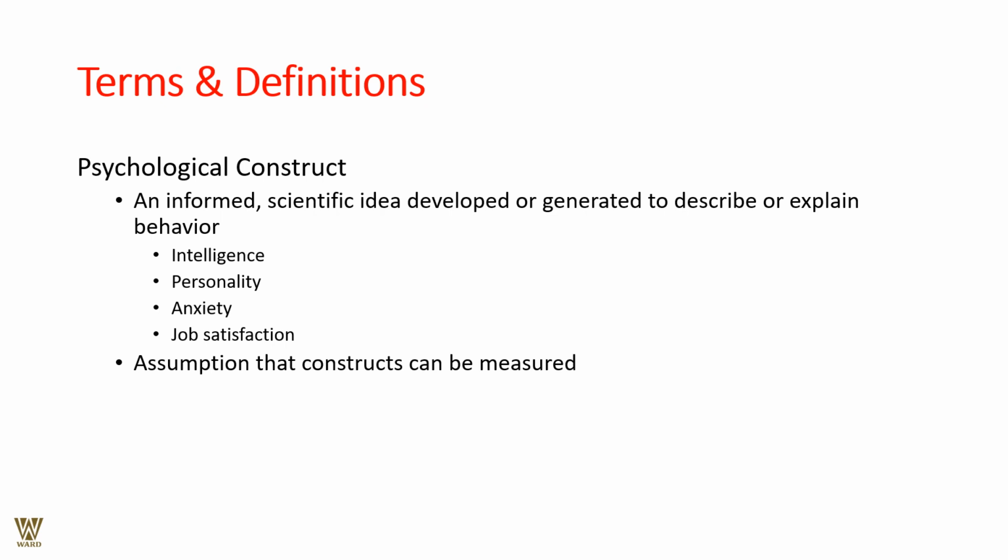Now let us understand the psychological construct. It is an informed scientific idea developed or generated to describe or explain behavior. What are we talking about? Intelligence. Personality, anxiety, job satisfaction, as the case might be. So a psychological construct is informed scientific data developed or generated to describe or explain behavior. We are talking about intelligence, personality, anxiety, and job satisfaction.